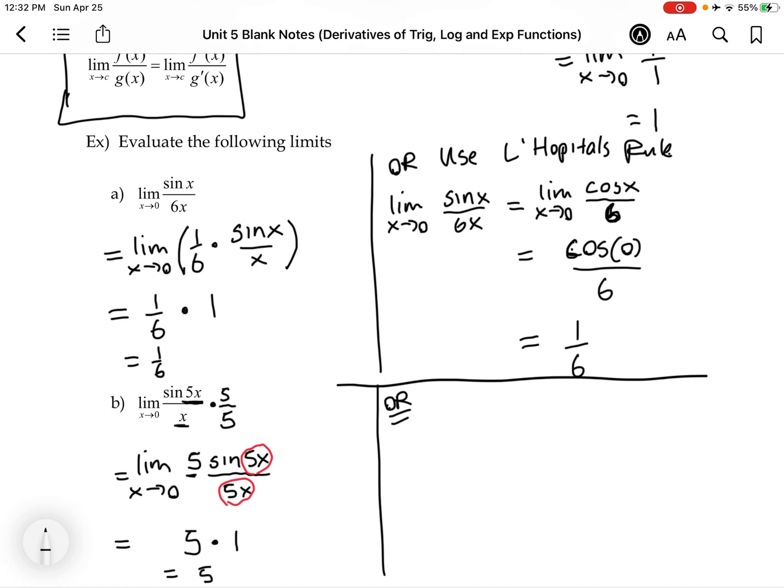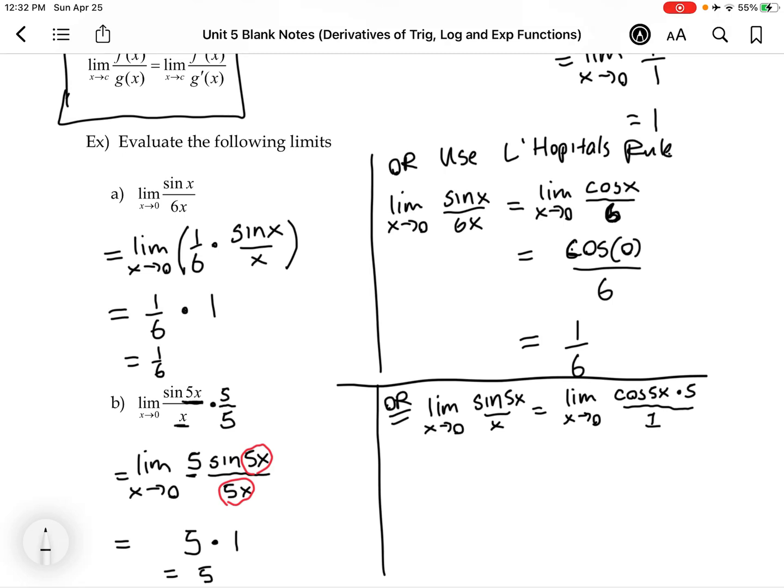Or, again, we can use L'Hopital's rule, right? So we can say the limit as x approaches 0 of sine of 5x over x is going to be the limit of the derivative of the numerator and denominator. So derivative of sine 5x, we've got to use a chain rule there. So it's going to be cosine of 5x times 5 over derivative of x, which is just 1.